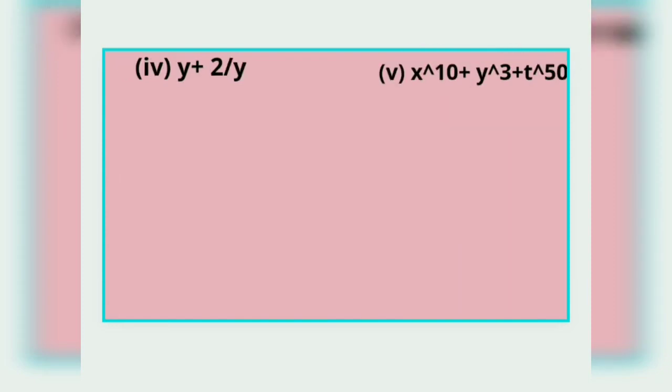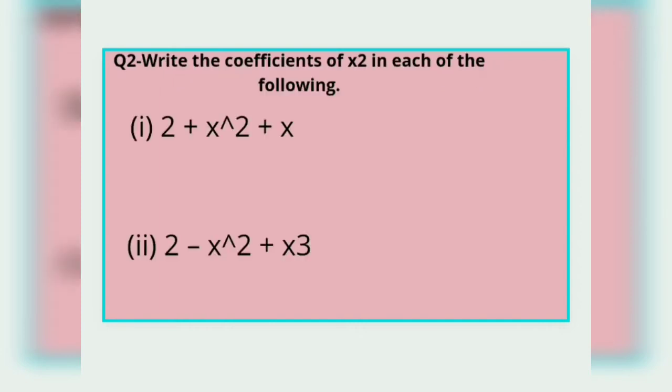We move to the fifth part where we have x raised to power 10, y raised to power 5, plus t raised to power 50. Now see, all the powers are whole numbers, correct? But we have different variables. Here I have x, then I have y, and then I have t. So this one is also not a polynomial in one variable. I hope you all are clear with question number 1. We move to the next one.